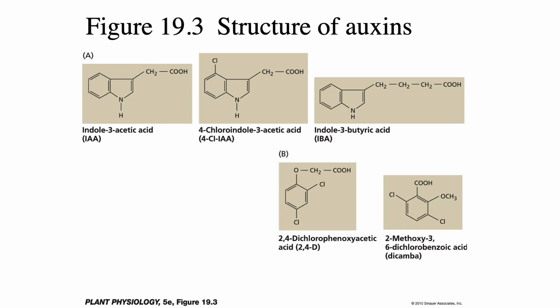Because the auxin structure is relatively simple, scientists have been able to synthesize auxin-like molecules. Two of those seen here are used as herbicides. They act in a super-auxin-like manner by causing uncontrolled growth in the plants, resulting in vascular disruption and death.